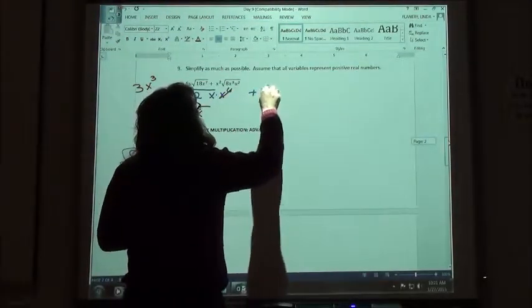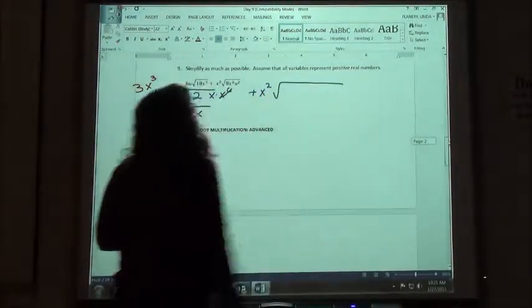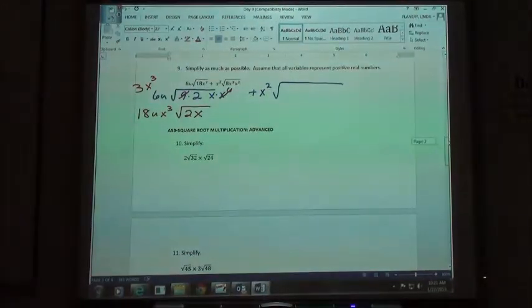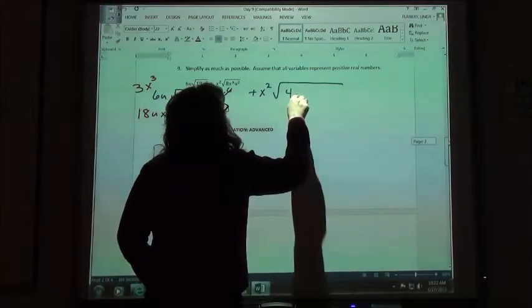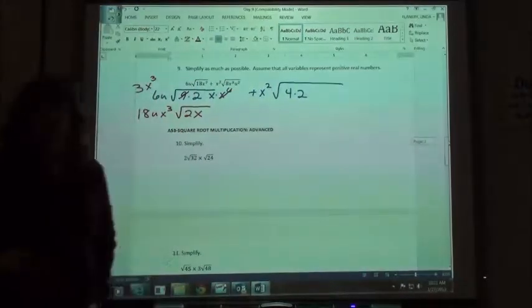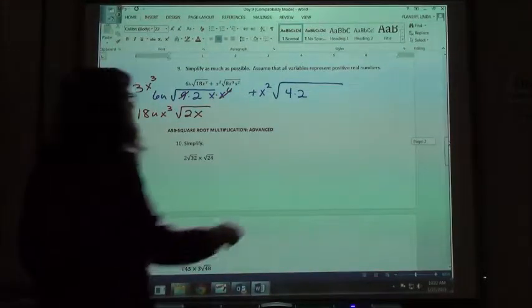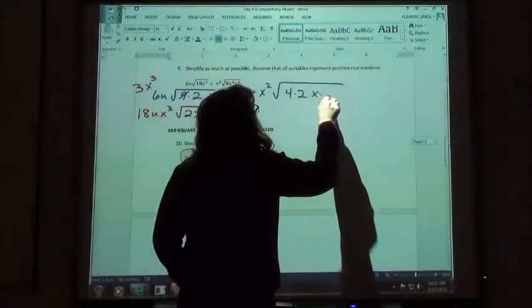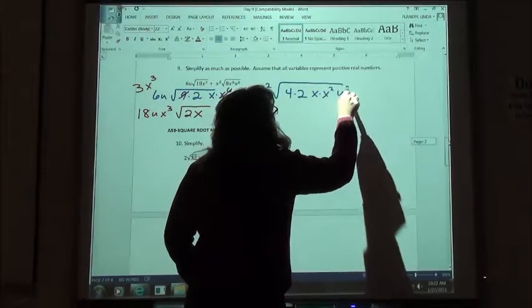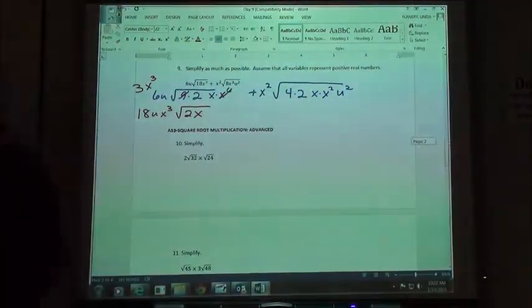Plus x squared is out in front. We need to simplify the square root of 8x to the 3rd u squared. So 4 times 2 is 8. What else shall we do? x times x squared for our x to the 3rd, and leave the u squared because it has an even exponent.